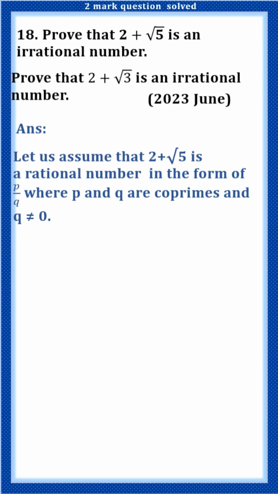So, the answer: let us assume, to the contrary, that 2 plus root 5 is a rational number in the form p by q, where p and q are co-primes and q is not equal to 0. 2 plus root 5 is equal to p by q. Now transpose 2 to the RHS. So root 5 is p by q minus 2.